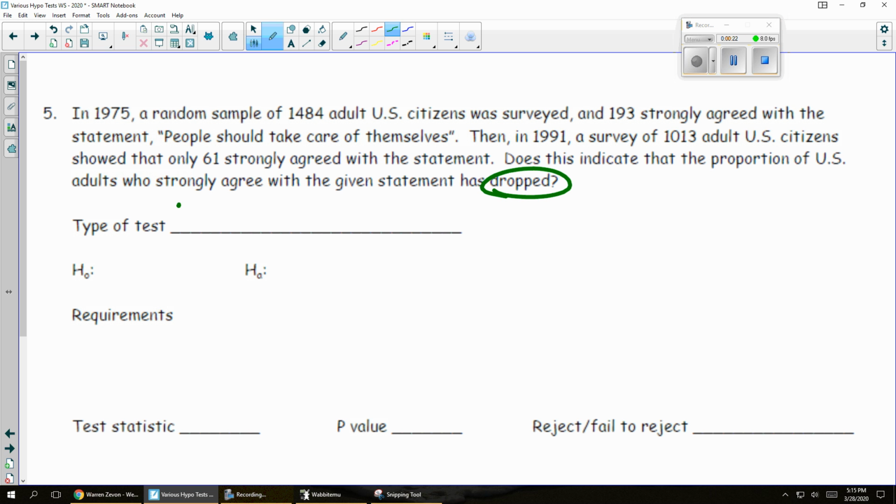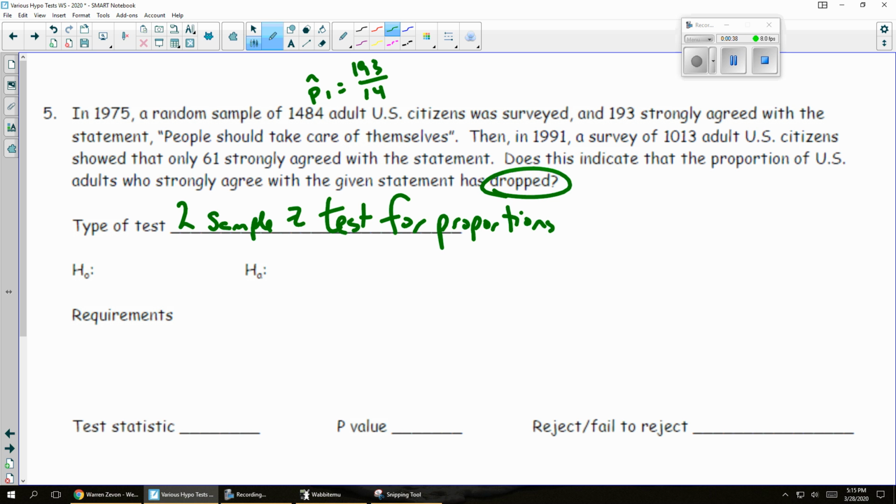So what I've got here is a 2-sample z-test for proportions. The first p-hat was 193 out of 1484. The second p-hat was 61 out of 1013. So there's my null hypothesis. My second one, it says, has it dropped? That means, was this one bigger right here? And of course, you need to define your terms.